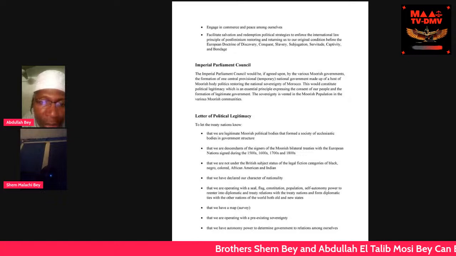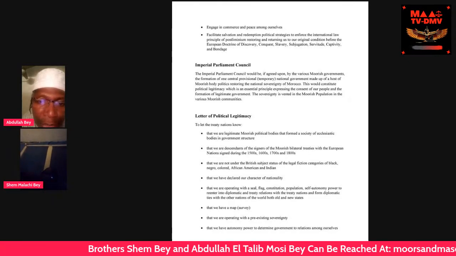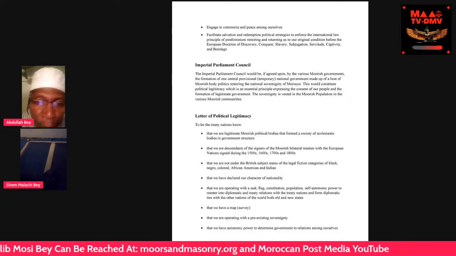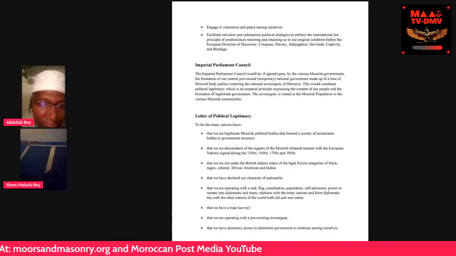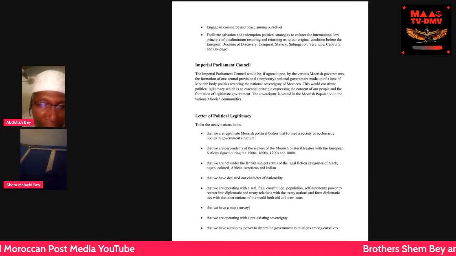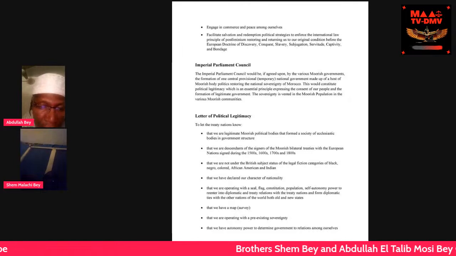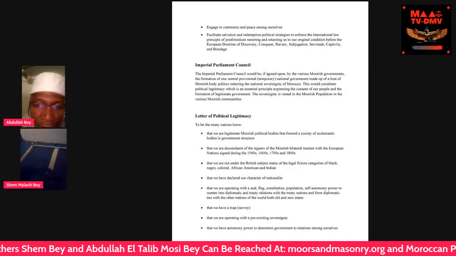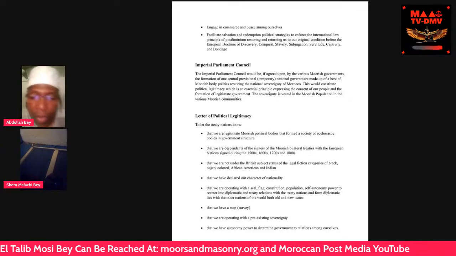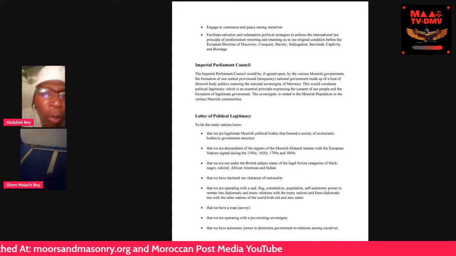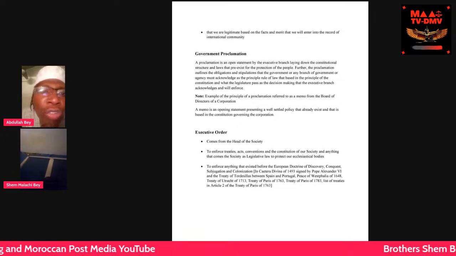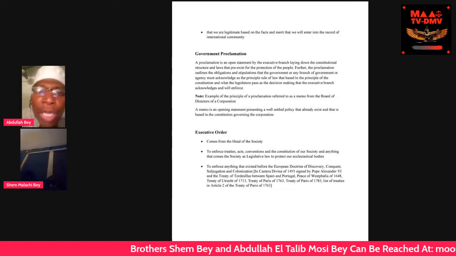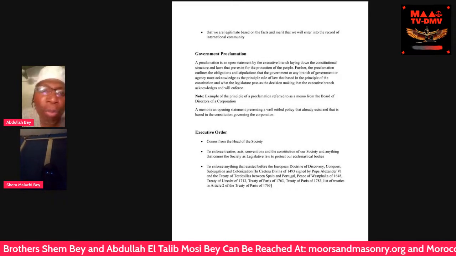power to re-enter into diplomatic and treaty relations with the treaty nations and form diplomatic ties with the other nations of the world, both old and new states, that we have a map survey, that we are operating with a pre-existing sovereignty, that we have autonomy, power to determine government relations among ourselves. I think it's supposed to be government. Next page, you see any more on the other. That we are legitimate based on the facts and merit that we will enter into the record of the international community.